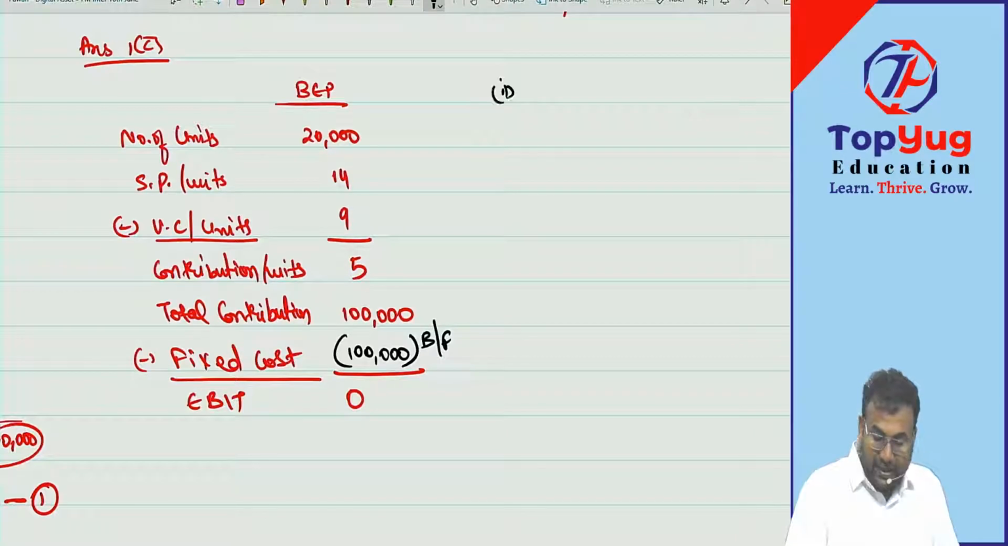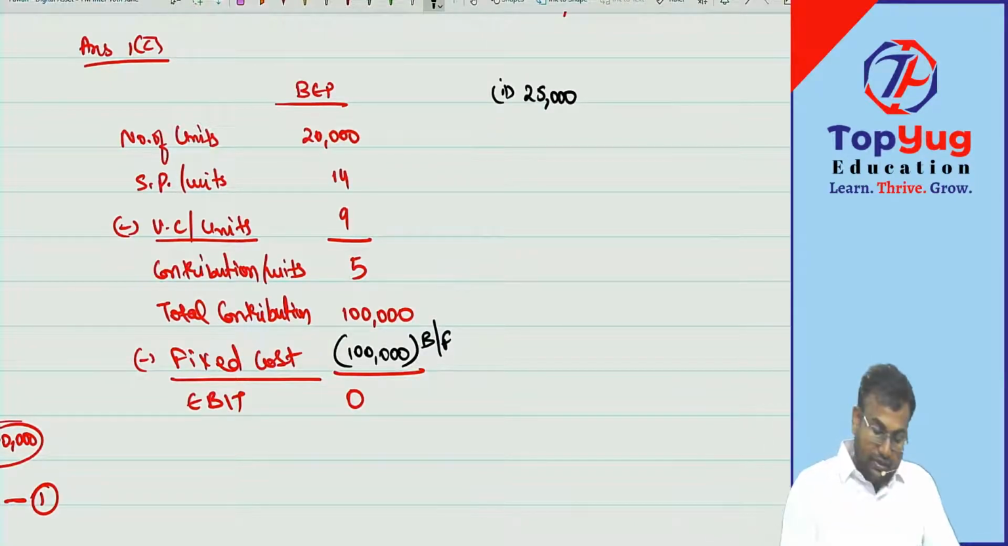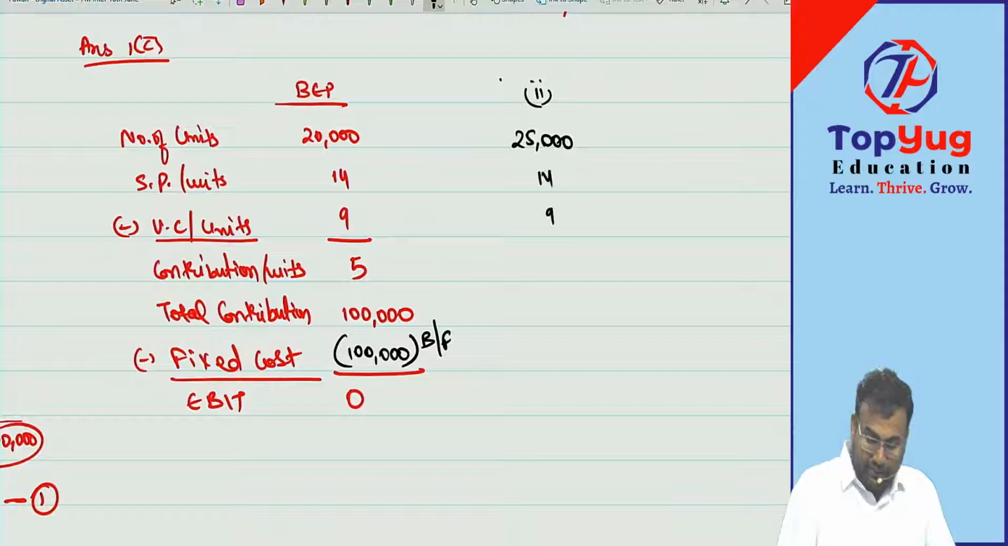Let us move on to the second bit. What does he say in the second bit? Calculate at 25,000 units. Yes or no? Does he say this? Calculate at 25,000 units. Right? So now what would happen? Only one thing is changing, the number of units. You can write down as scenario 2. 25,000 units. Selling price remains same. Variable cost remains same. 5. 5 into 25,000 would be how much, my dear?